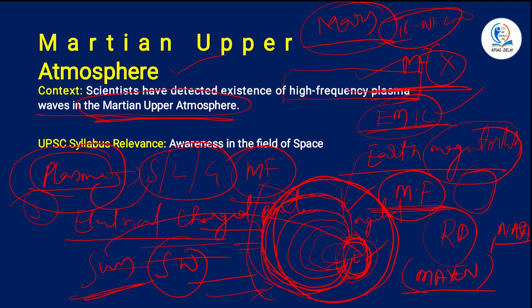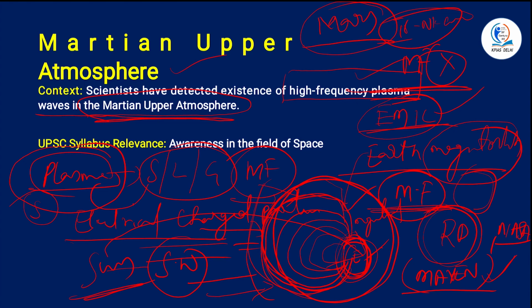So these waves could be either electron oscillations that propagate parallel to the background magnetic field, or electron oscillations which propagate perpendicular to the background magnetic field. In the magnetosheath region of Mars, there are plasma waves which were detected within the Martian upper atmosphere. This is the whole development that has happened recently, which was found out by MAVEN.